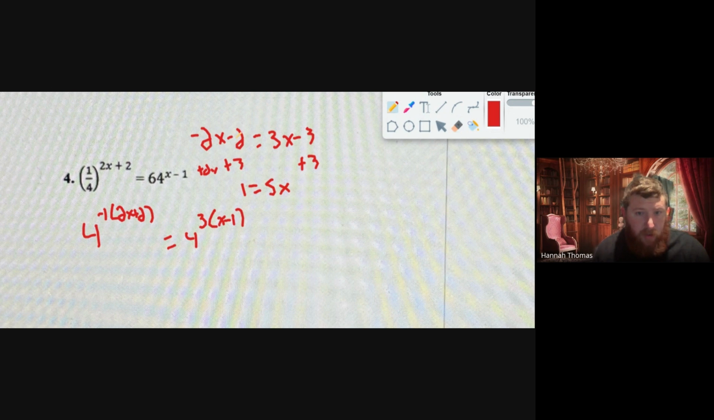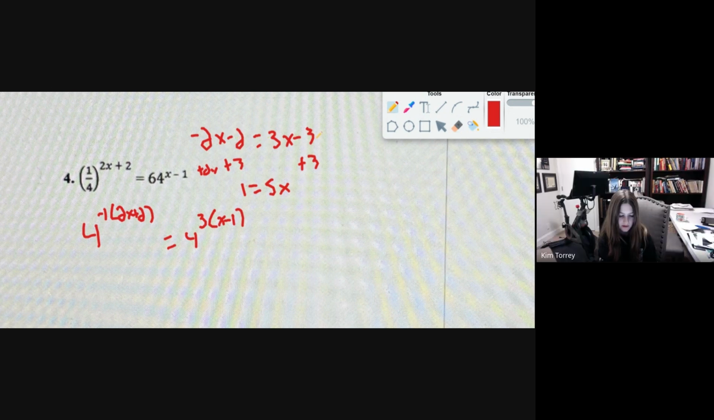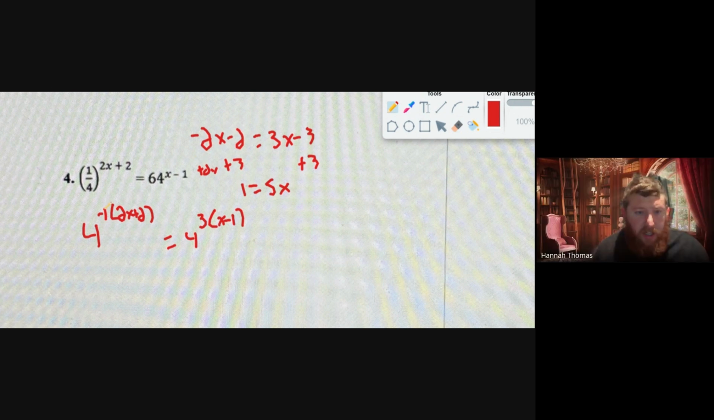So I had negative 2x minus 2 equal 3x minus 3. Wait, can you say that one more time? So when you distribute the negative 1, it should have been negative 2x minus 2 equals 3x minus 3.